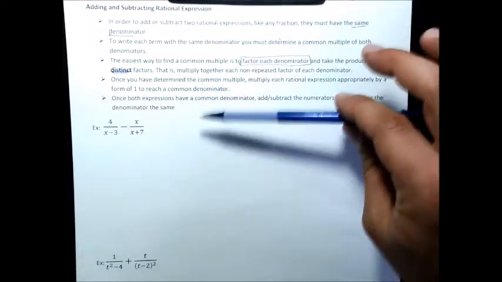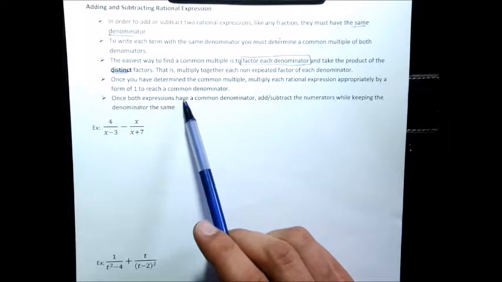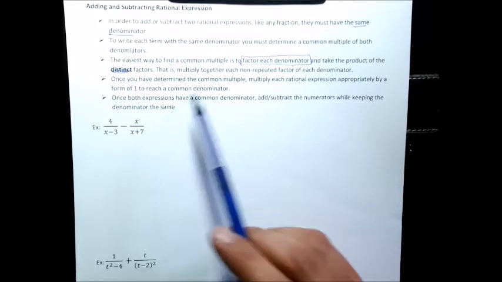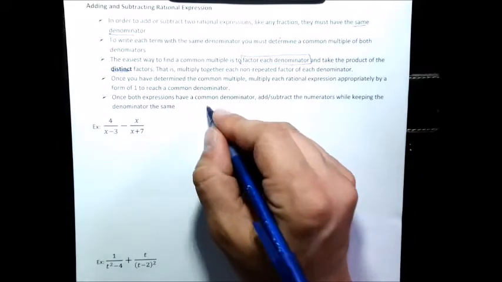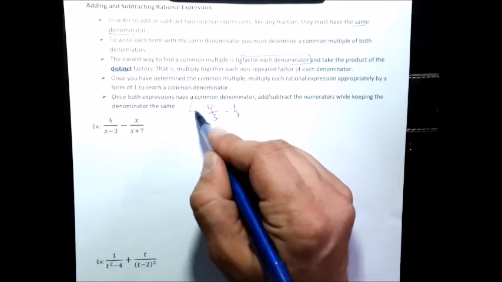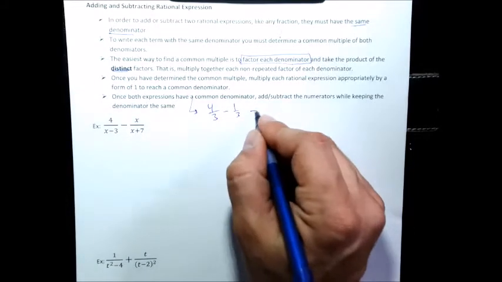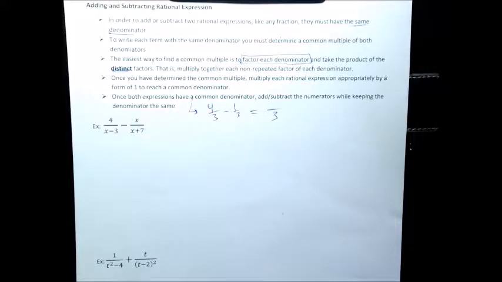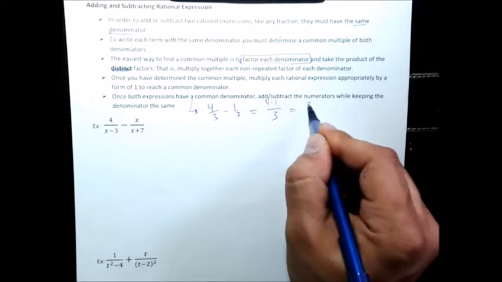I know this is like a bunch of not helpful instructions, but I think once we do a couple and you go back and read these later, it'll be helpful. And then once both expressions have the same denominator, you add or subtract the numerators while keeping the denominator the same. I can't stress that enough. I know people get confused by that. So for example, if we have something like 4/3 minus 1/3, you leave the denominator, a third, and you subtract the numerator. I just want to be clear about that.